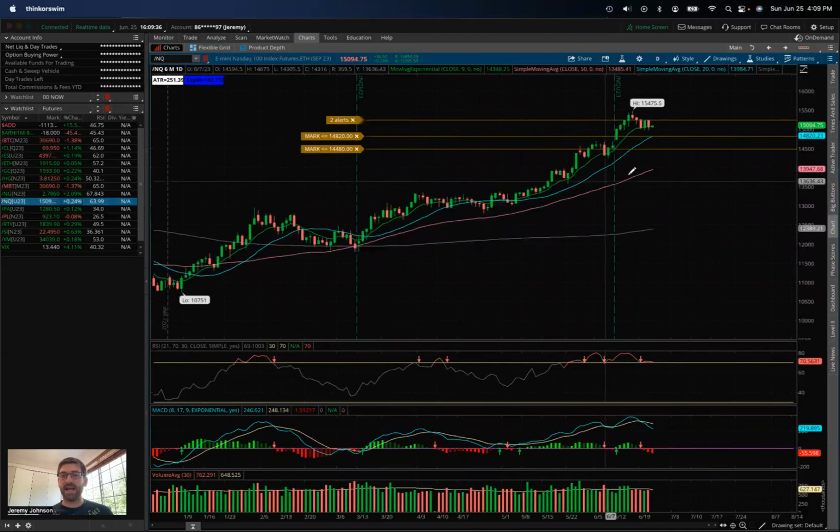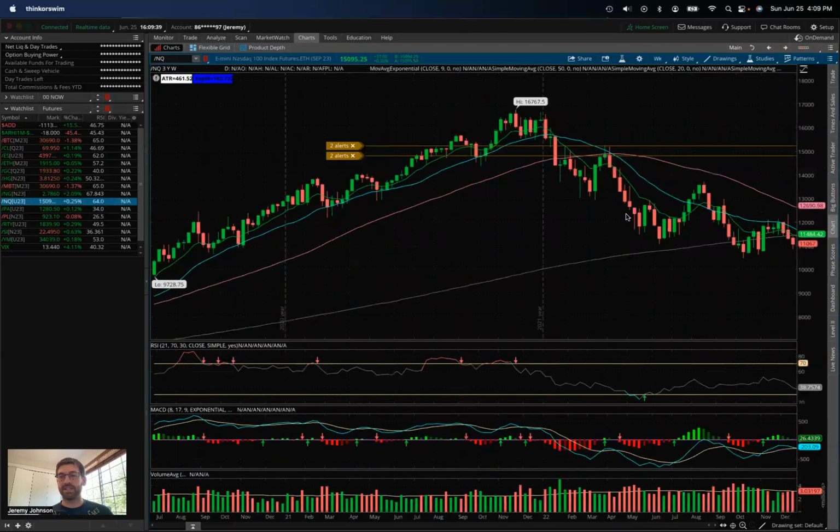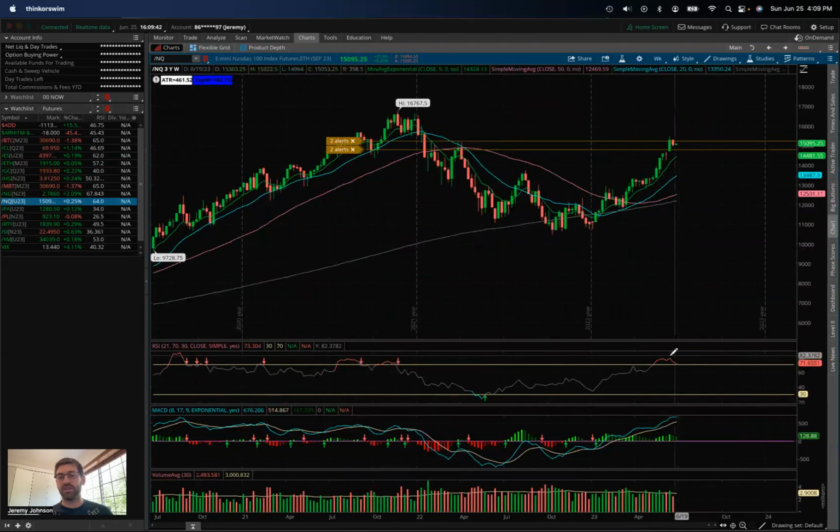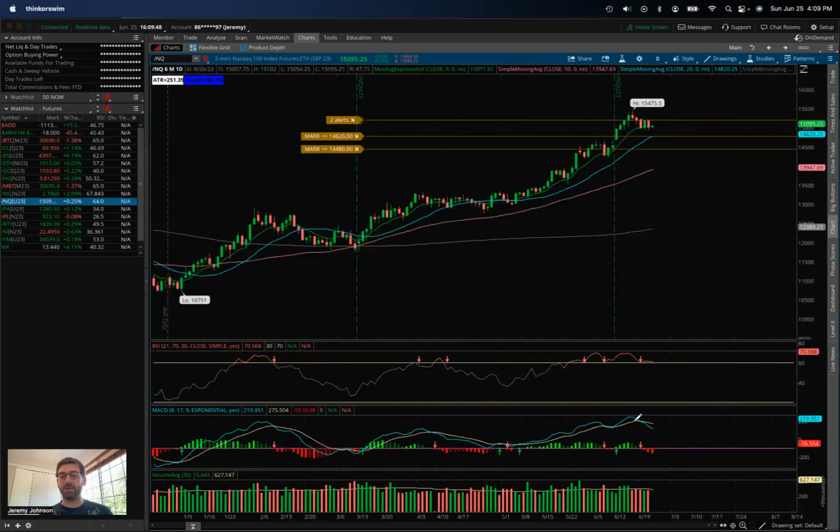Similar on the NASDAQ, we wanted a pullback. We got one on the daily chart. We are again still overextended on the weekly chart, and you can see that on the RSI here. We are still overextended. We did get a similar volume pullback on the NASDAQ, although not as much.